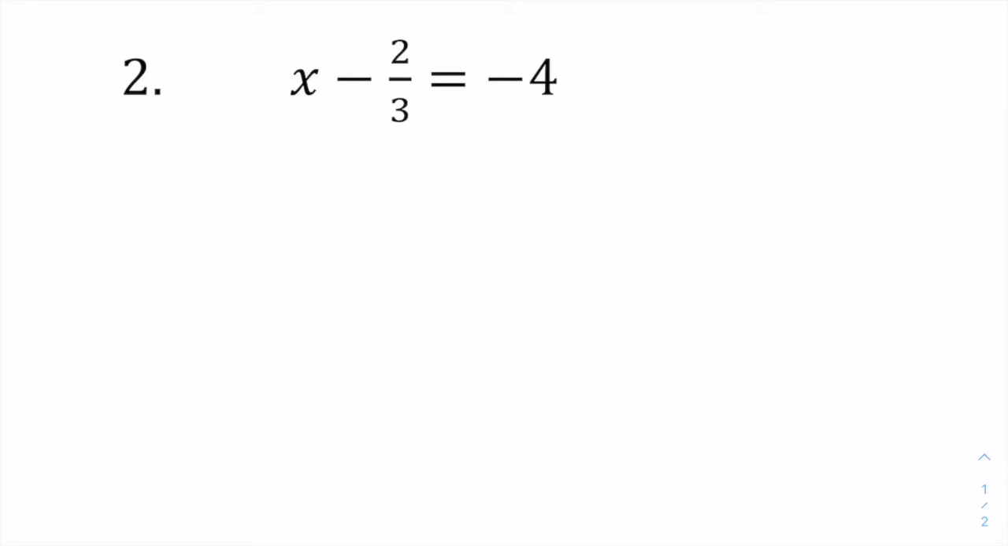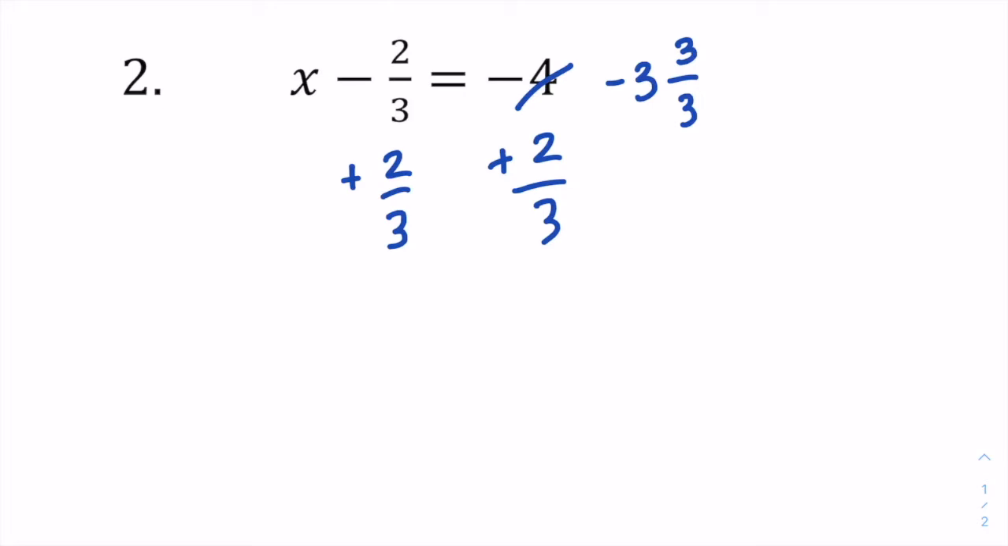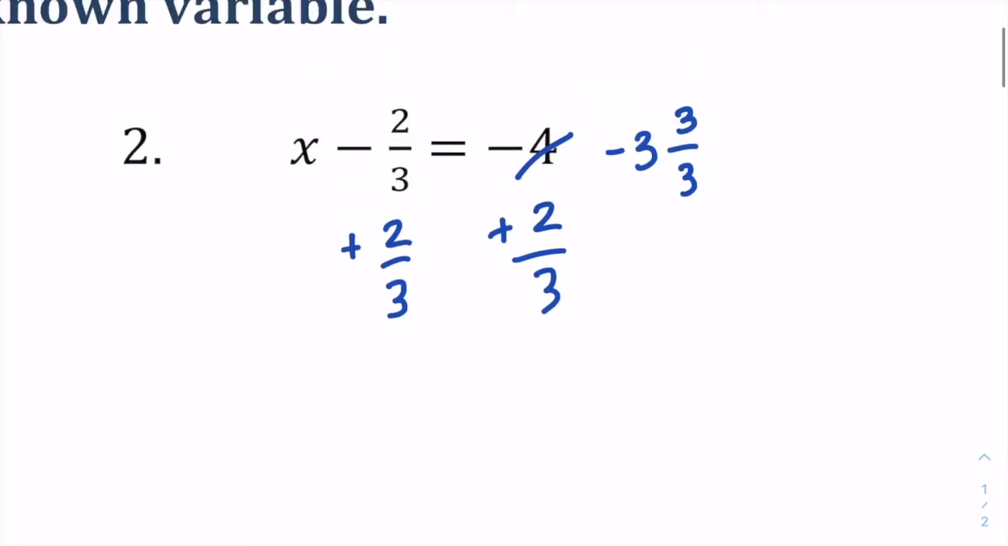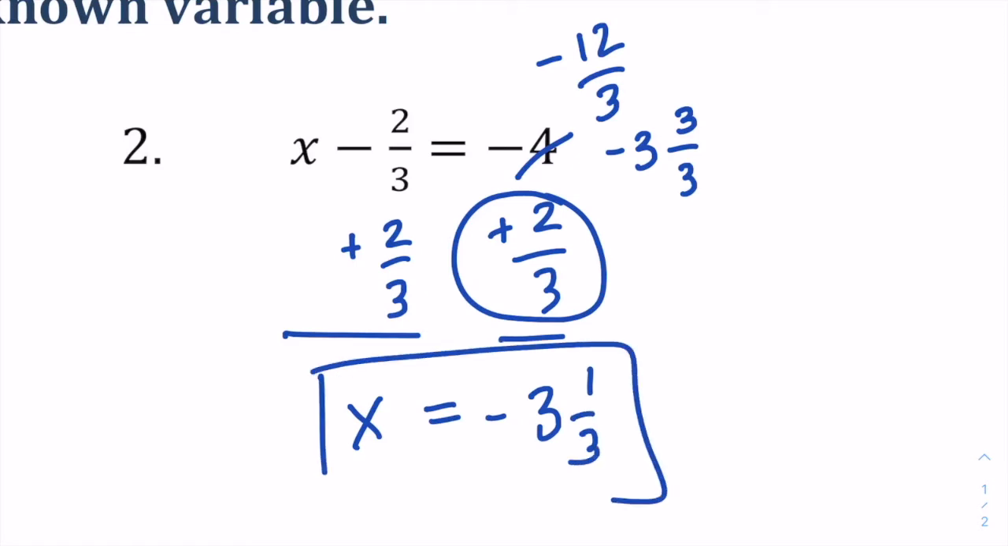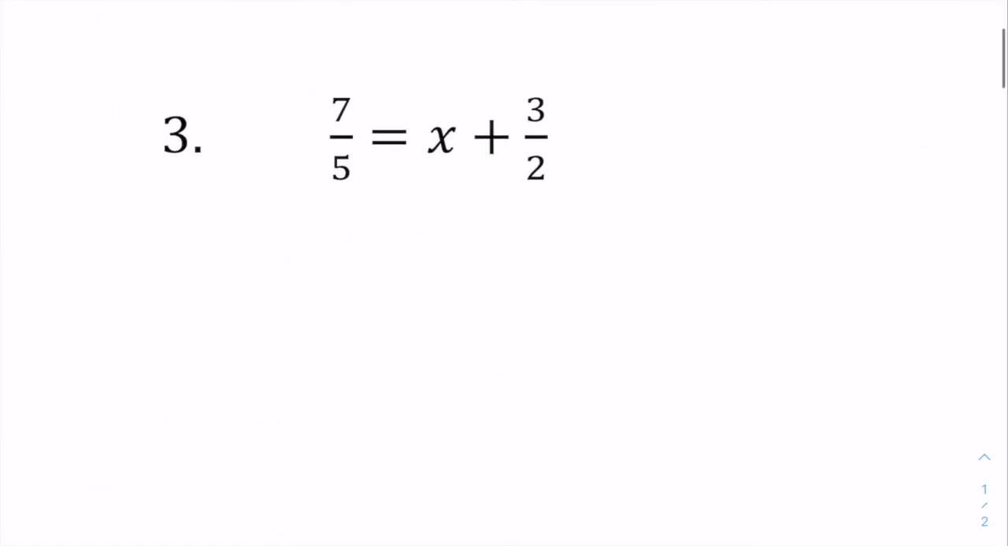Here is another example. We have x minus 2/3 equals negative 4. Well, here we would like to add 2/3 to both sides. Now, some people might jump ahead and do this in their head, but if you need to take a second, you could turn this into negative 3 3/3. You could kind of borrow there. Or you could even turn this into negative 12/3. Either way would allow you to better combine that 2/3 with it. So over here we have x, and we're going to be equal to negative 3 1/3. Terrific. We've done an example like that.